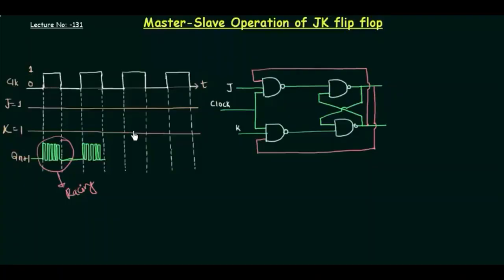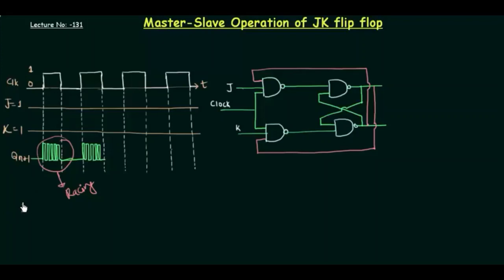In the last presentation, we completed racing or race around condition in JK flip-flop. I explained how our output changes in this manner that we call racing, and racing is definitely not a desired output. We don't use racing in anything. So what we use is toggling. The difference between toggling and racing is that racing is an uncontrolled phenomenon, whereas toggling is controlled. So we have some ways by which we can get toggling out of the racing condition.